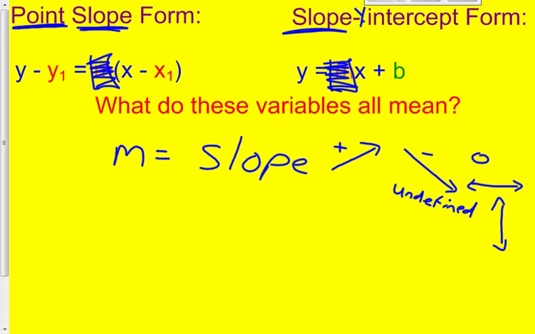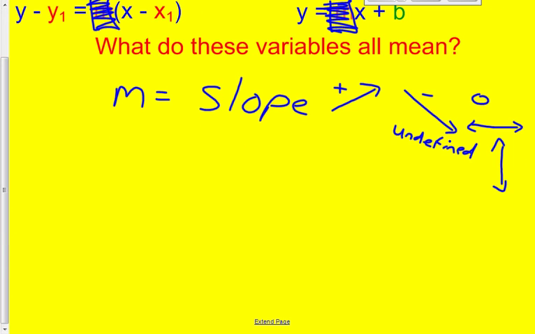Let's next go on to B, which we talked about earlier in this lesson. B is our y-intercept.